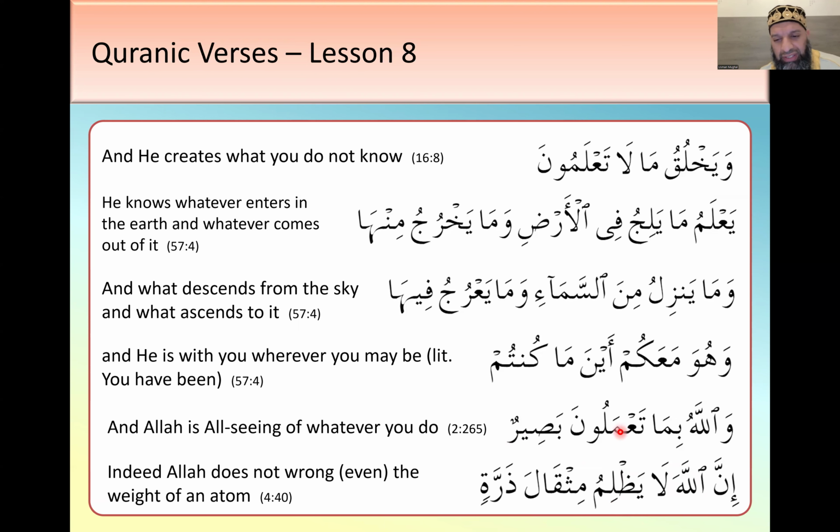Somebody's asking, is yadhlimu a weak verb? I'll let you guys answer. Is yadhlimu a weak verb? No. Just waiting for somebody to say yes. No's the right answer. No one wrote yes, that's good. Why is yadhlimu not a weak verb? There's no alif, there's no waw, there's no ya in these three letters, dhalama. This is a lam.